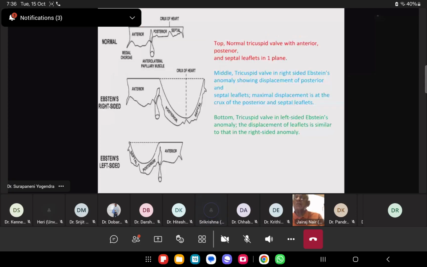There are three pictures here depicting variations in Ebstein's. So the top one is a normal tricuspid valve. The middle one is a tricuspid valve in right-sided Ebstein's anomaly, showing displacement of the posterior and septal leaflets. Maximum displacement is at the crux of the posterior and septal leaflets. The bottom one is a tricuspid valve in left-sided Ebstein's anomaly, where the displacement is similar to that seen in the right.